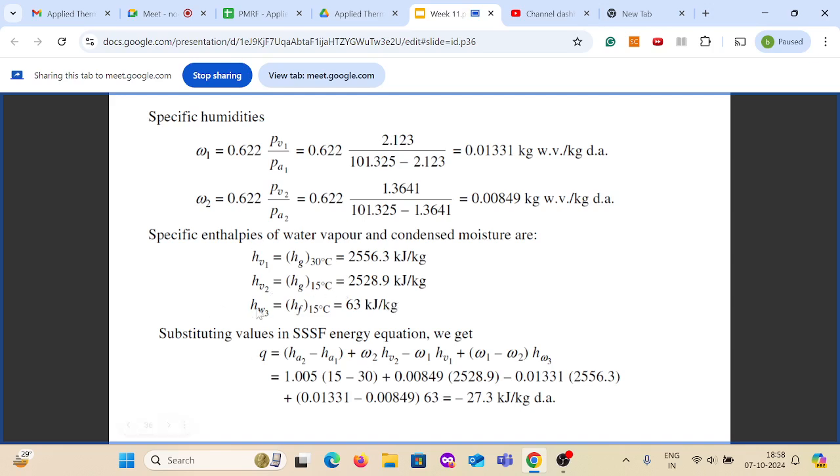So now substituting all these values in the steady flow energy equation, we can find out the cooling capacity, or cooling provided by the cooling coil, which comes out to be minus 27.3 kilojoule per kg of dry air. So this is negative because it's not heat added but heat removed.